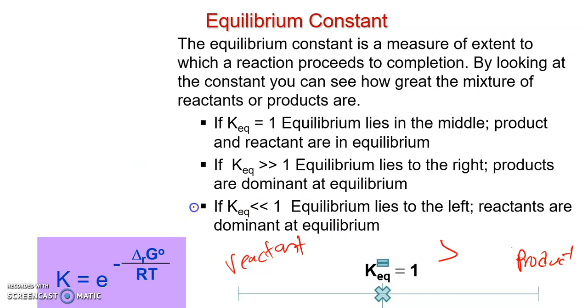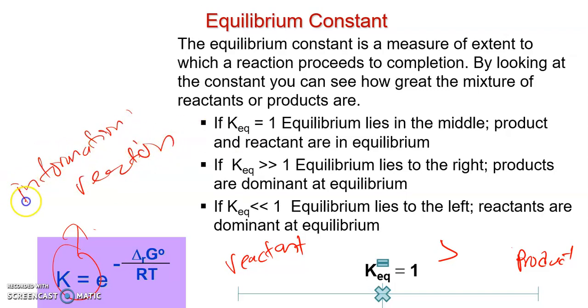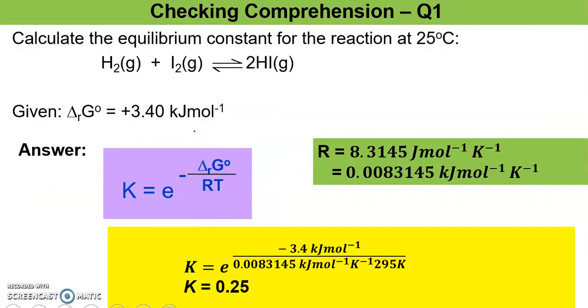So this K value gives us something. From there we can extract information from our reaction. So this is the important thing that we need to know.